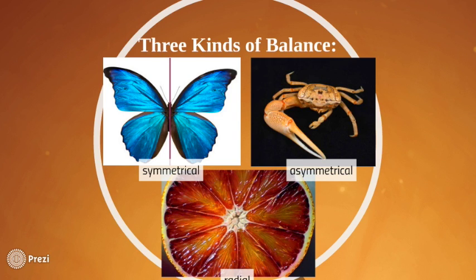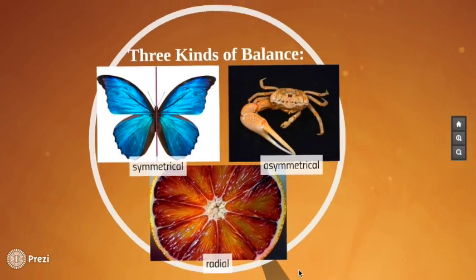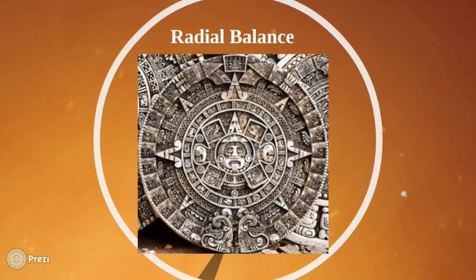And at the bottom is what we will be focusing on today: when lines, shapes, colors, form, value, texture, and space all come from one center point, that is called radial balance. Let's look at some other examples of radial balance, shall we?